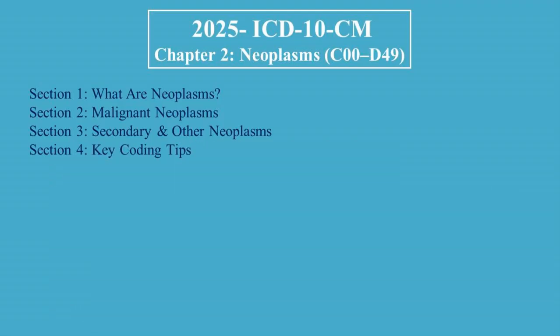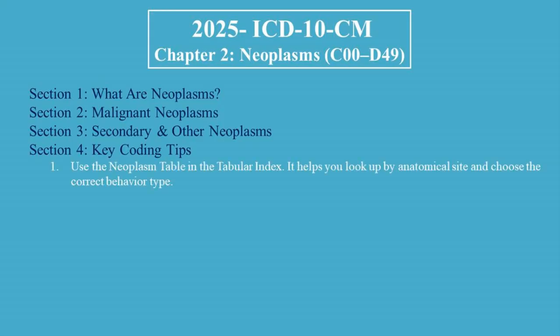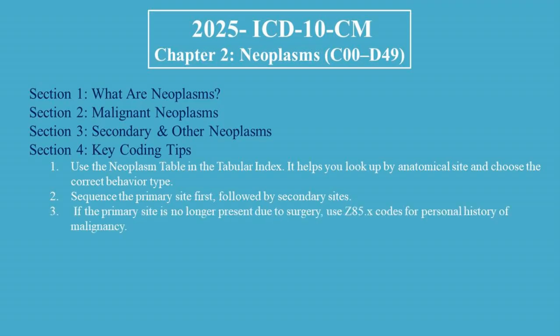Section 4. Key coding tips. Here are a few important tips for neoplasm coding. 1. Use the neoplasm table in the tabular index. It helps you look up by anatomical site and choose the correct behavior type. 2. Sequence the primary site first, followed by secondary sites.